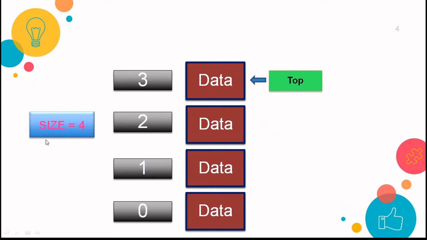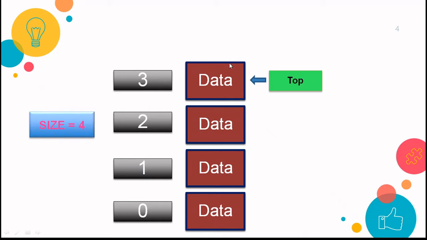Now we have a stack whose size is 4, so the first location will be 0 and the last location will be 4 minus 1, that is 3, right? We have taken an example where the stack is full. So your top will be pointing to the last location, that is the third location, and here the data is placed. Now when I have to delete this particular data, what happens?